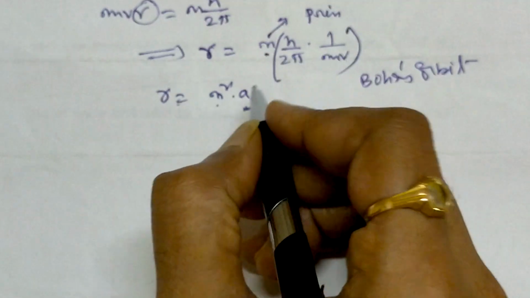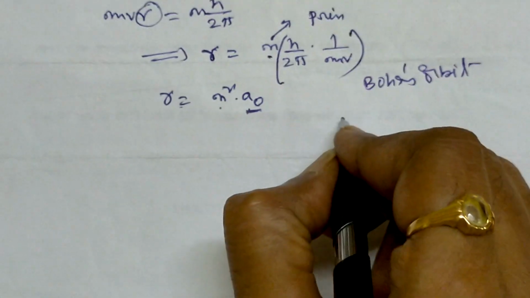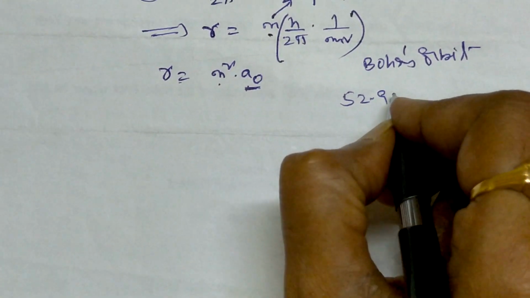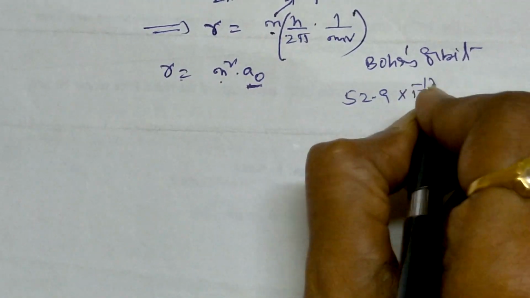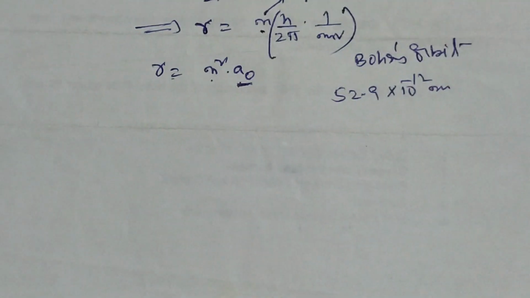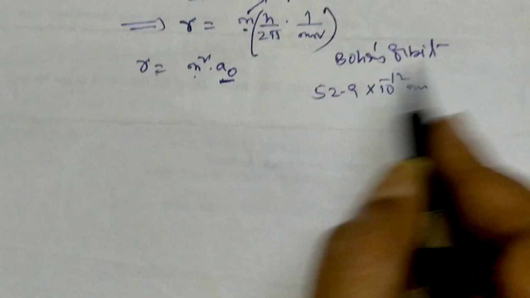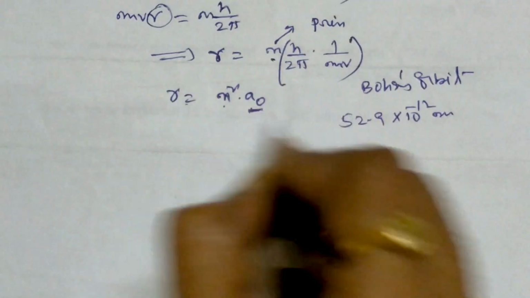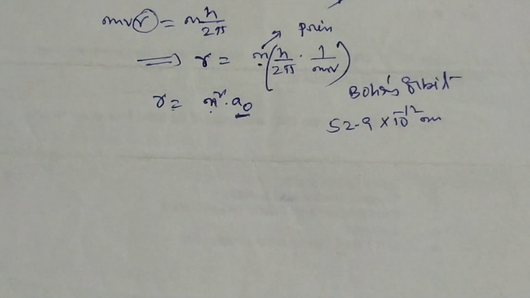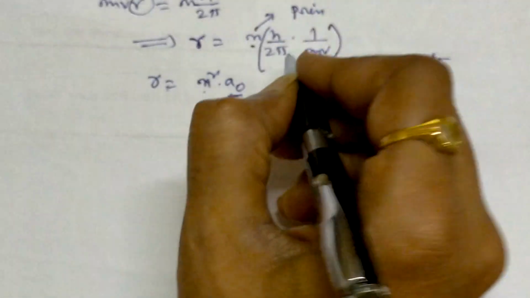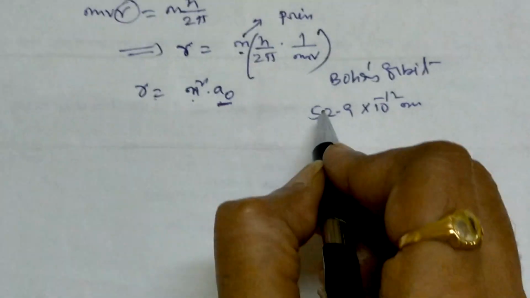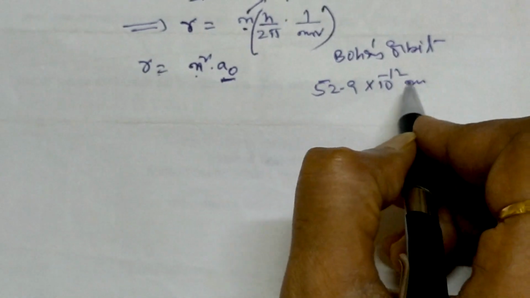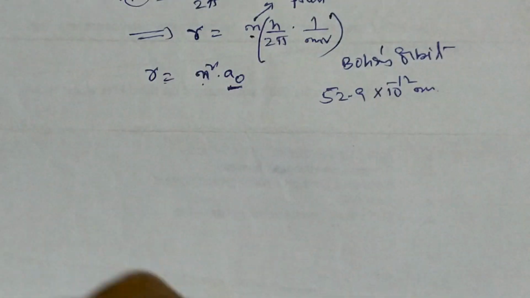Whereas a0 is nothing but 52.9 picometer. That means into 10 to the power of minus 12. Pico is minus 12 meter, or 5.29 into 10 to the power of minus 11 meter, or centimeter, whatever you want. If n equals 1, that is nothing but the Bohr orbit, and that is the most important. Now, how much is the energy for the Bohr orbit? Bohr orbit means the hydrogen atom's first orbit, and this is the radius because n is equal to 1 only.